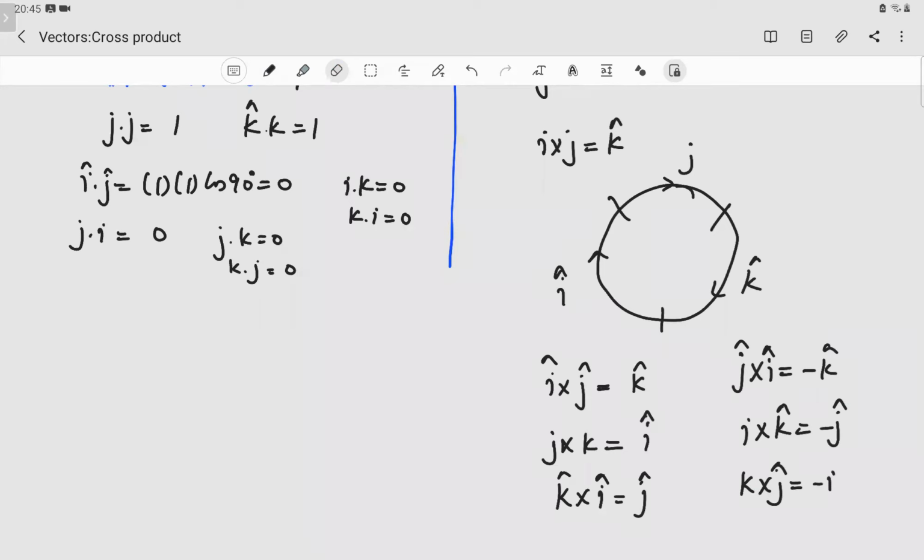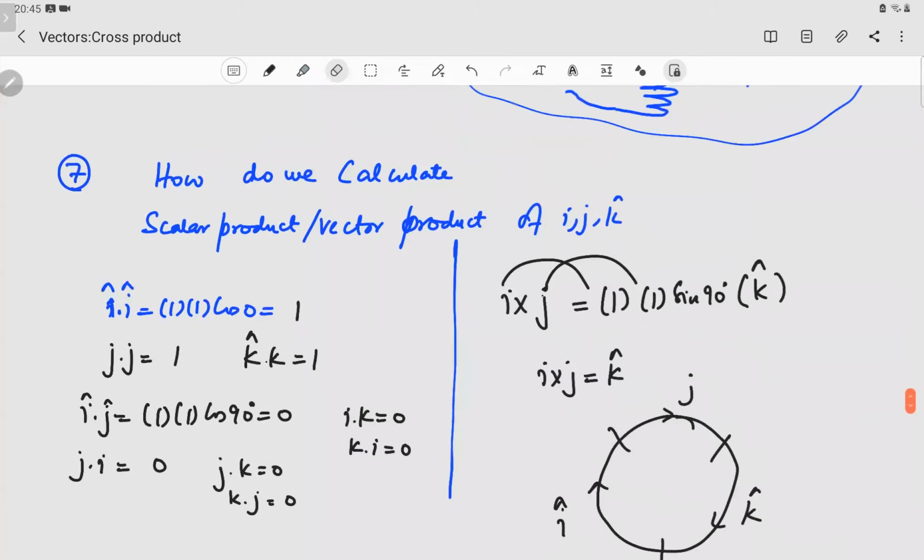So this is the application of cross product on the unit vectors.